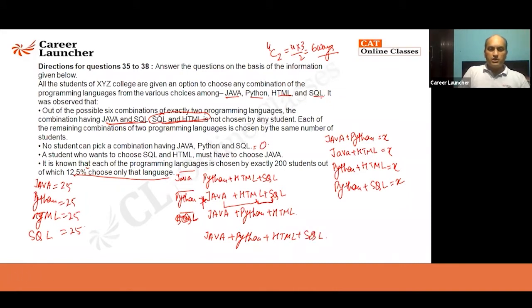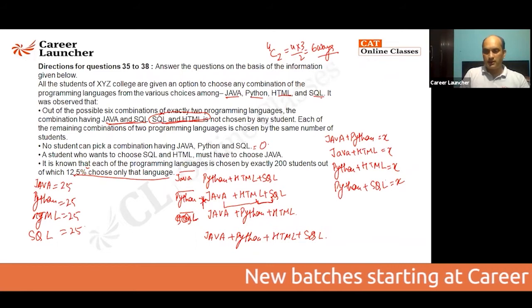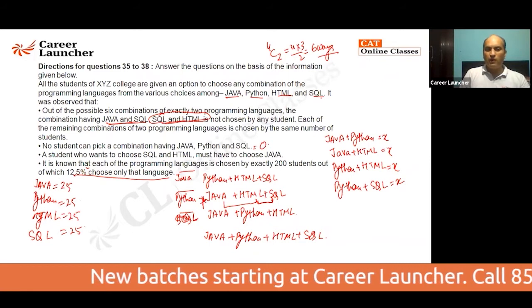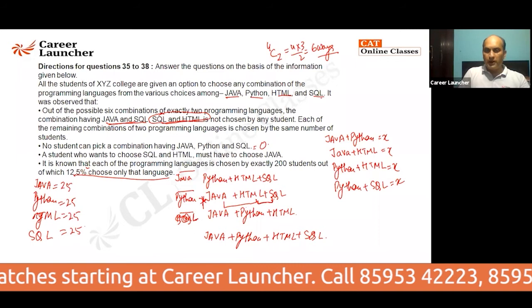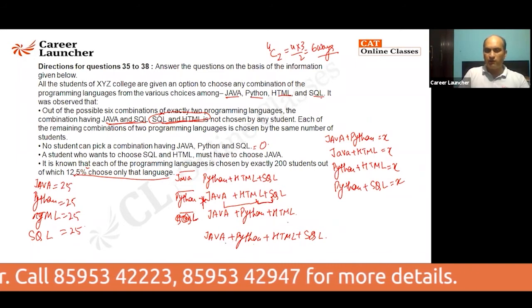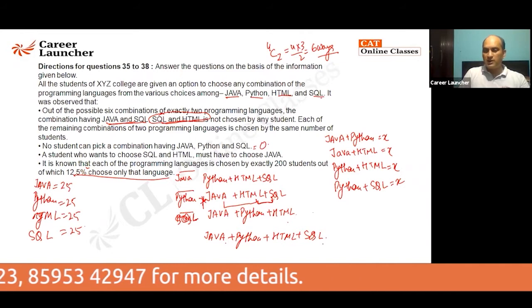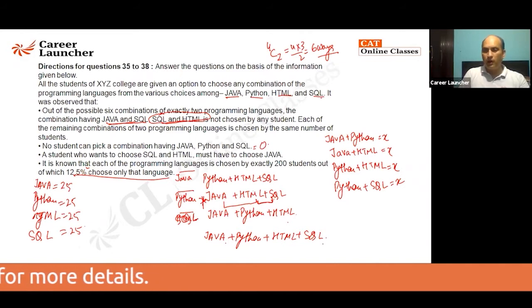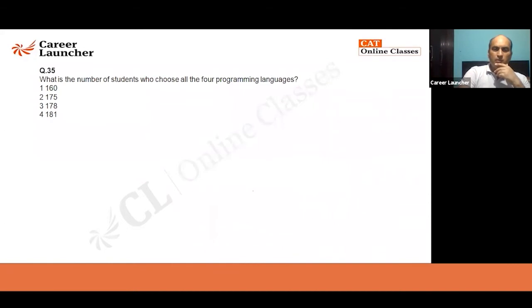These are all things which are given there. So this is coming out to be equal. This is all X, X, X, X, X. So can I say, when I am saying Java, the total is coming out to be 25. So the combination of Java plus HTML plus SQL, Java plus Python plus HTML, Java plus Python plus HTML plus SQL, the summation of this will be coming out to be how much? That will come out to be 200. What is the number of students who choose all the 4 programming languages?